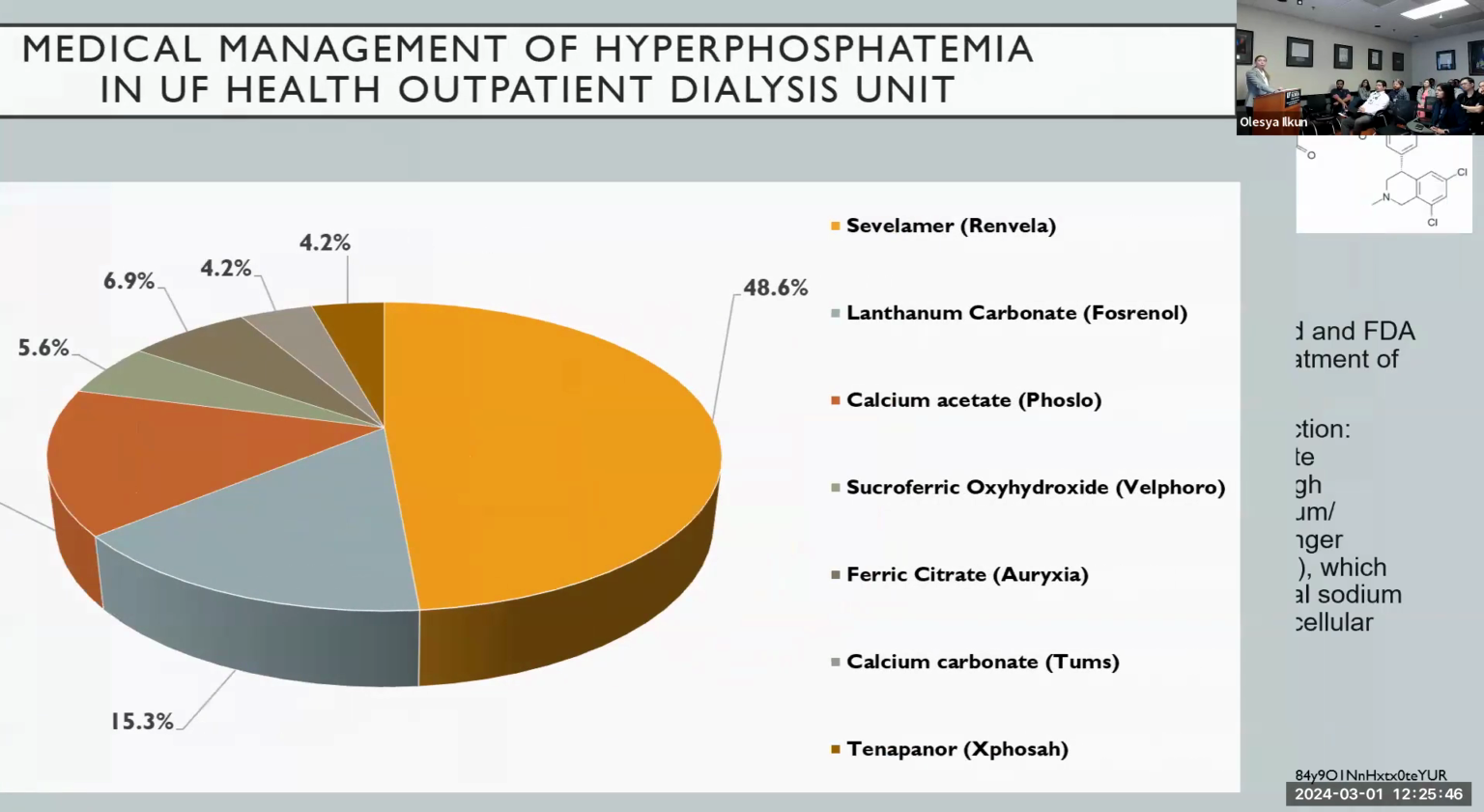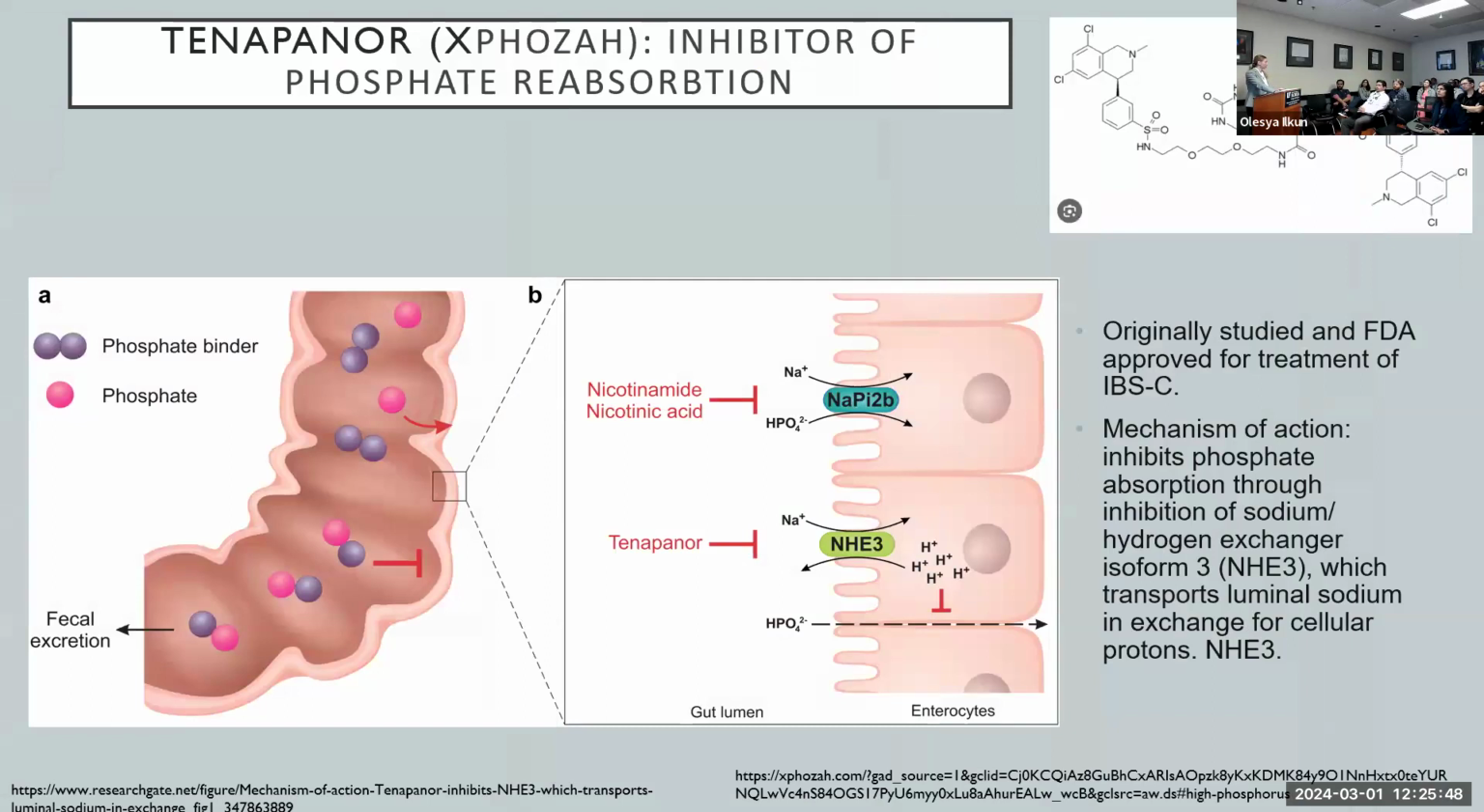So what is tenapanor? This is the new medication previously approved for IBS with constipation. So it softens the stool in patients who cannot or do not wish or it doesn't work to take other stool softeners. It inhibits this NHE3 in the intestine. Right, so it inhibits protein transport, and that in turn inhibits reabsorption of phosphate back into the blood.